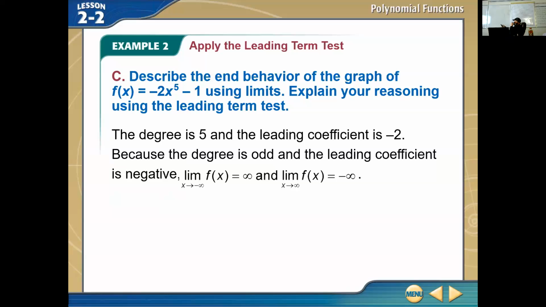So because the degree is 5 and the leading coefficient is negative 2, the degree is odd and the leading coefficient is negative, the limit as x goes towards negative infinity, f of x goes towards positive infinity. And the limit as x goes towards positive infinity, f of x goes towards negative infinity. So in other words, our graph starts high, ends low. It's because it's a negative with an odd highest exponent.